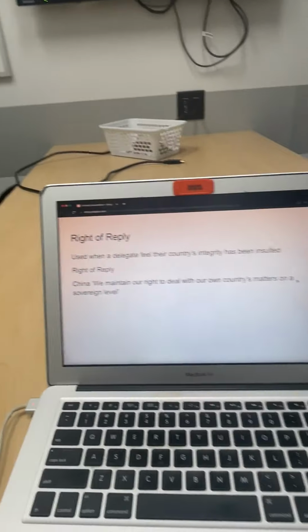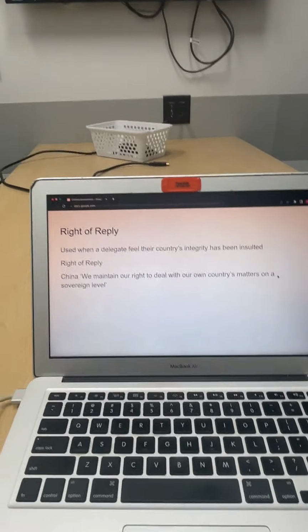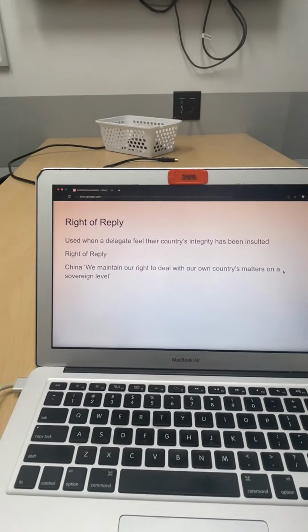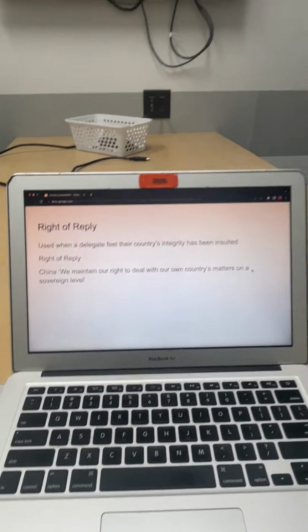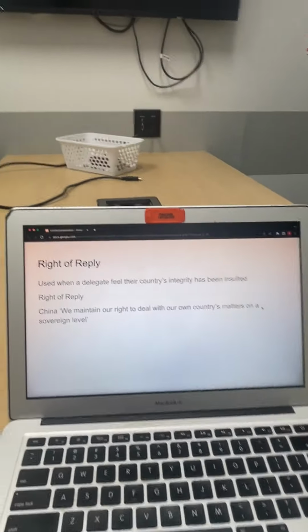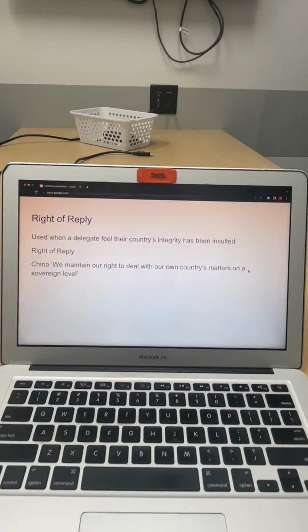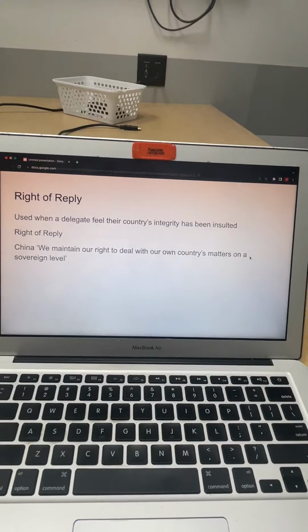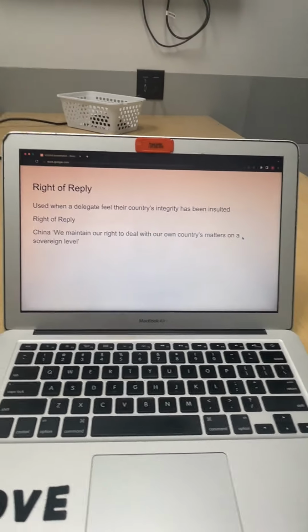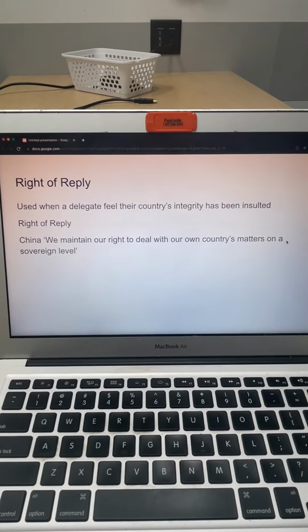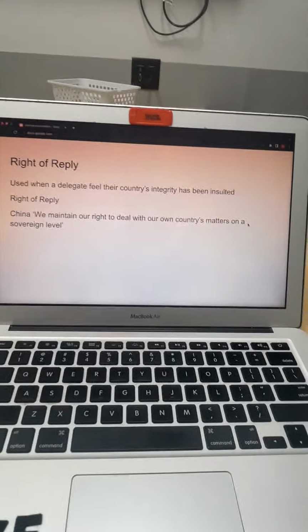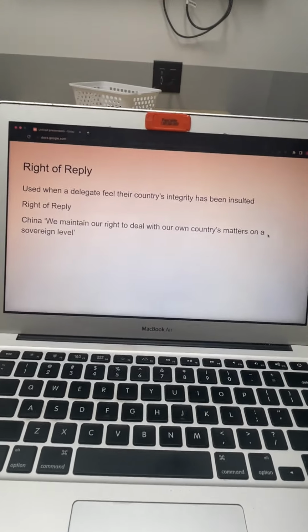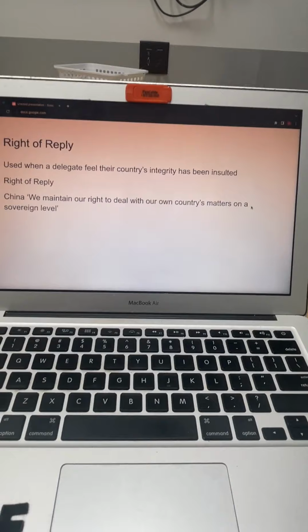Right of reply. This is definitely mostly used by countries like India, the United States, and China, as they seem to get offended by things that happen during debate, which is usually reasonable because people might say some very offensive stuff during their speech, and this is to make sure that this is not allowed. So when your delegation feels like your country's integrity has been insulted, you can use a right of reply.